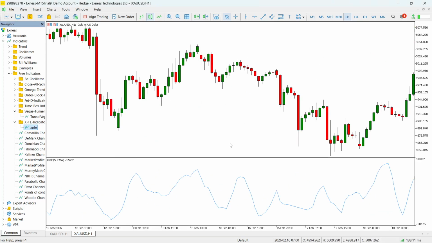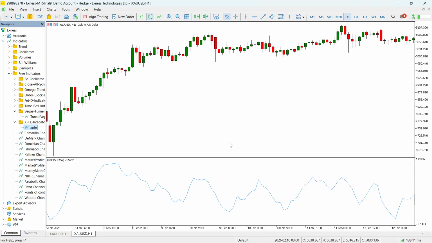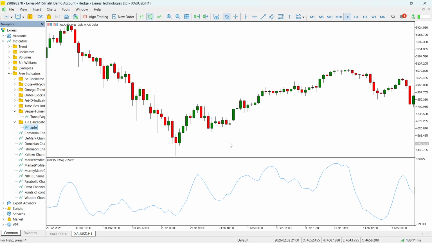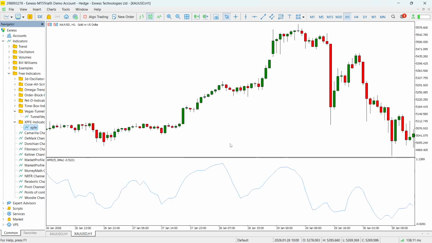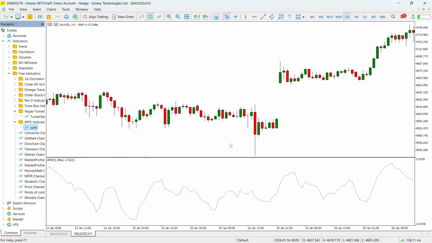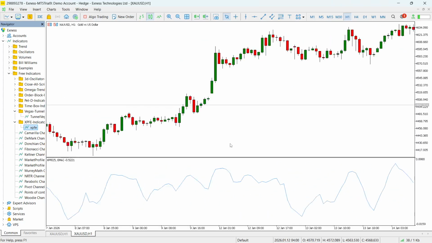So who is it for? The XPFE indicator is suited to traders who want a cleaner, rule-based way to read trend direction, strength, and momentum shifts across multiple time frames. It performs best in trending, moderately volatile markets, can lag during very fast spikes or struggle in sideways ranges, and should always be used with additional confirmation and risk management instead of as a standalone system.